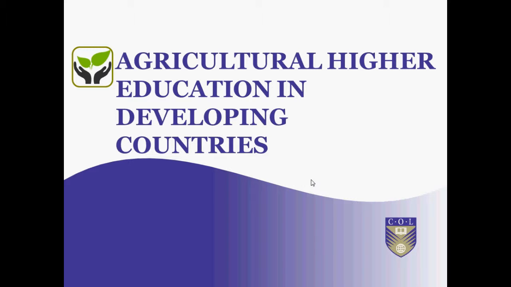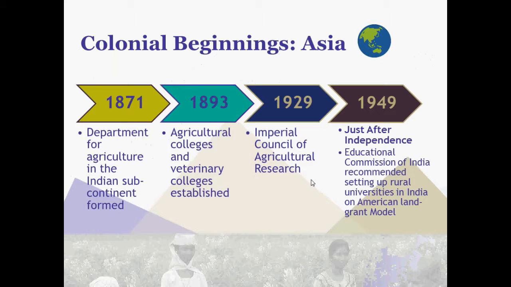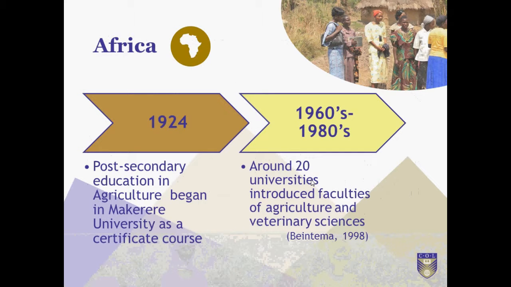Many Asian and Latin American countries witnessed a growth in higher education and agriculture during the 19th and early 20th centuries. On the Indian subcontinent, departments for agriculture can be traced back to the 19th century, which led to the establishment of agriculture and veterinary colleges. By contrast, Africa made a late start. Post-secondary education in agriculture began in Makerere University, Uganda, as a certificate course in 1924, and it was not until the 1960s that the large-scale development of agricultural higher education took place in Africa.